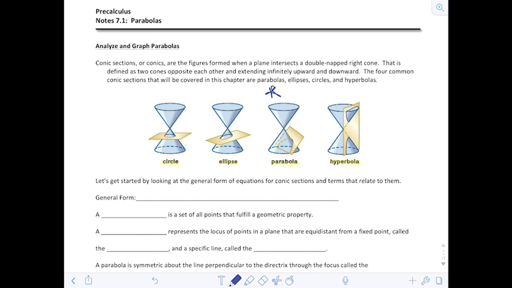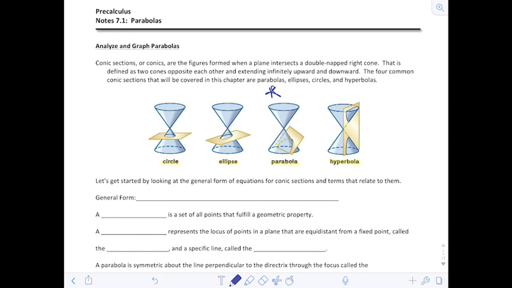So to analyze and graph parabolas, that's where we're going to head throughout this chapter. That's what the whole chapter is going to be about, and we're going to graph them in more detail than you did in Algebra 2, more than just the vertex and the axis of symmetry. We're going to actually put some more to it than that.